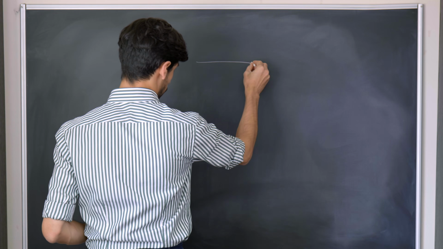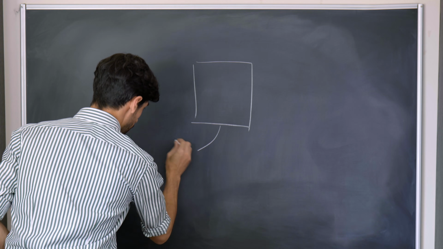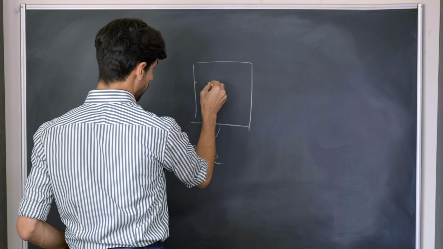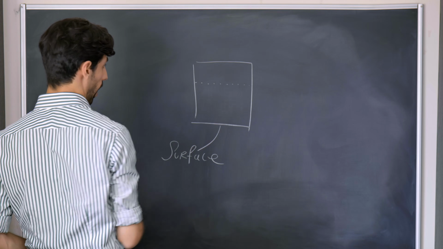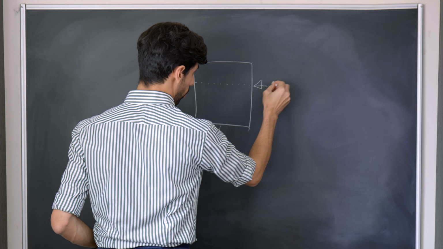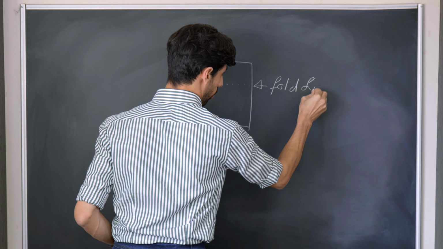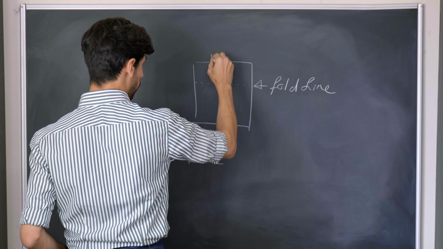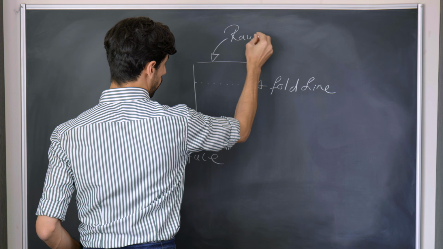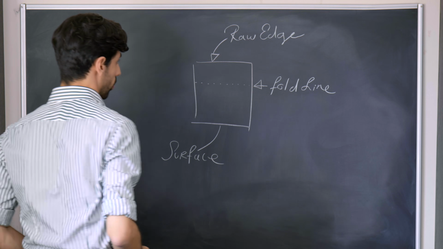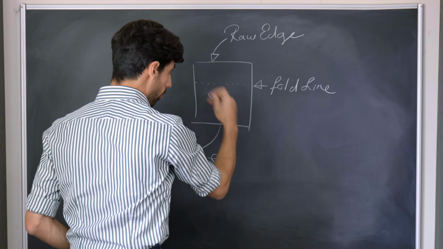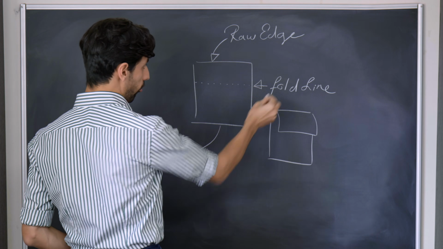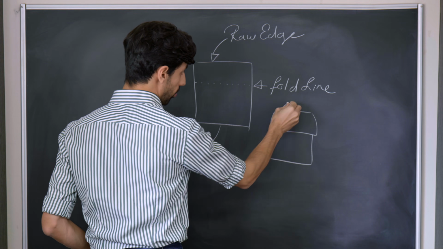To create a fold, we need a surface. This surface is our fabric. On this surface, we have a line on which we fold our surface, and that line is called the fold line. Now, the edge that we fold over the fold line is what we call the raw edge. Whenever we fold the raw edge over the fold line, we create a fold, like so. The fold line being folded becomes the fold edge.